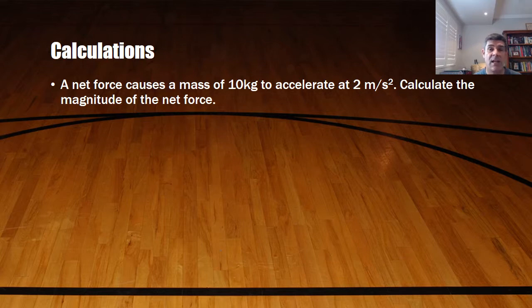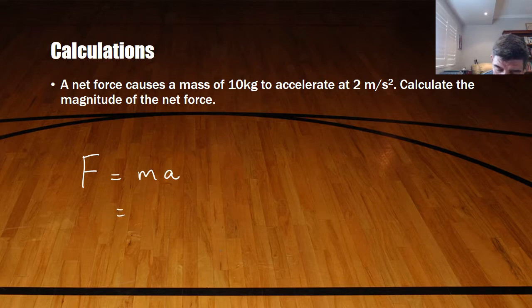So a simple calculation then, if a net force causes a mass of 10 kilograms to accelerate at 2 meters per second squared, we need to calculate the magnitude of the net force. So Newton's second law tells us F equals ma. F is proportional to the mass and also to the acceleration. So if we have 10 kilograms and it's accelerating at 2 meters per second squared, then we have a force of 20 newtons acting.